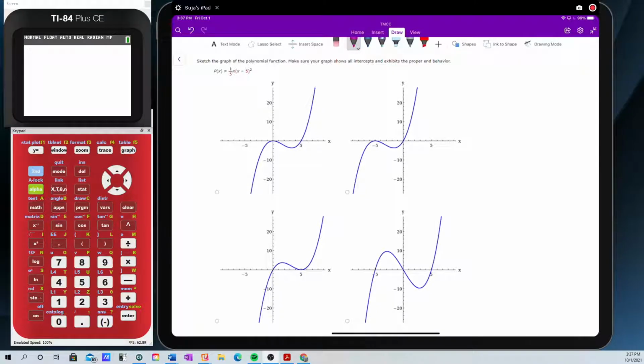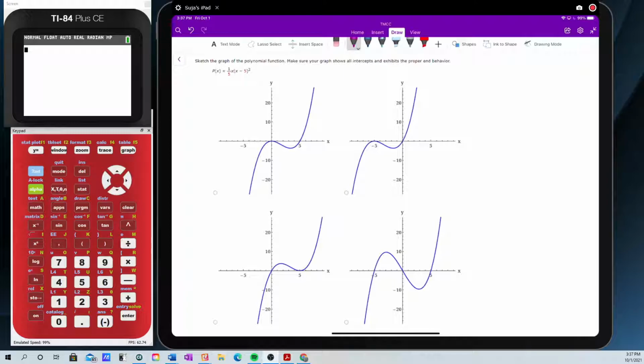To sketch the graph of this polynomial function, we have to go through some of the steps. The first one is I need to identify the degree of this polynomial. By looking at it and foiling it out, I can say my first term is going to be 1/5 x to the power of 3. So the degree of the polynomial is 3.